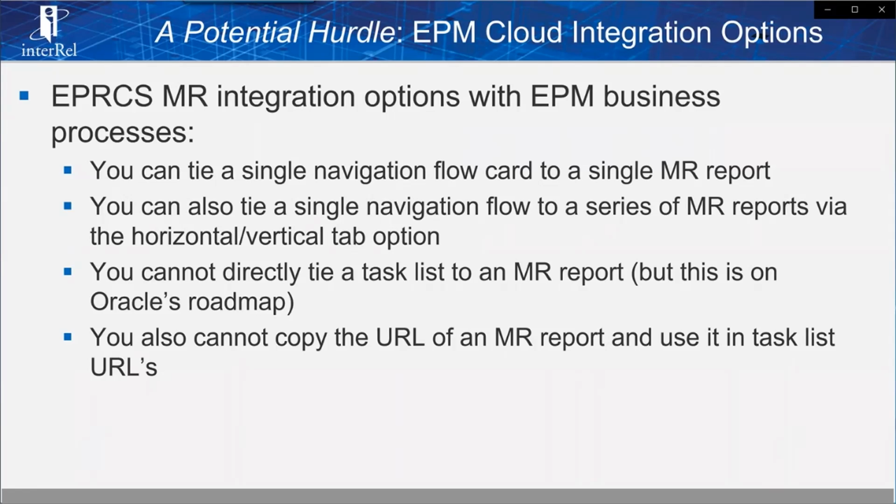The other thing that's important to know is sometimes in a task list, you can just put a URL on it. But unfortunately, the way that EPRCS MR works is you can't just navigate to the report and then copy that current URL with all those different alphanumeric codes at the end and then hope that the next user can just navigate to it with the URL. That does not work. I've tested it. So that means that you can't even use that option in a task list. So what we're going to have to do is basically wait for Oracle to enhance this feature so that task lists can tie directly to MR reports. And then you'll have the same parity between FR and MR once that gets released.